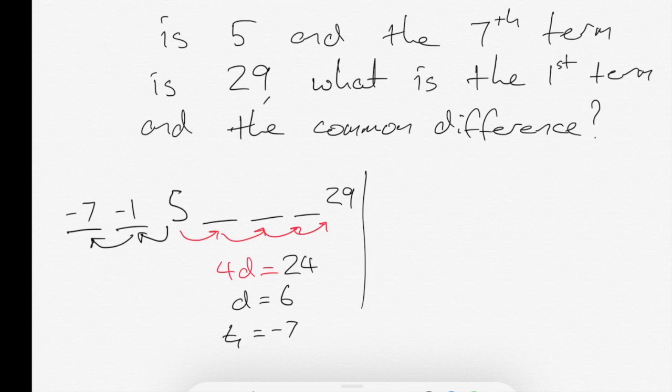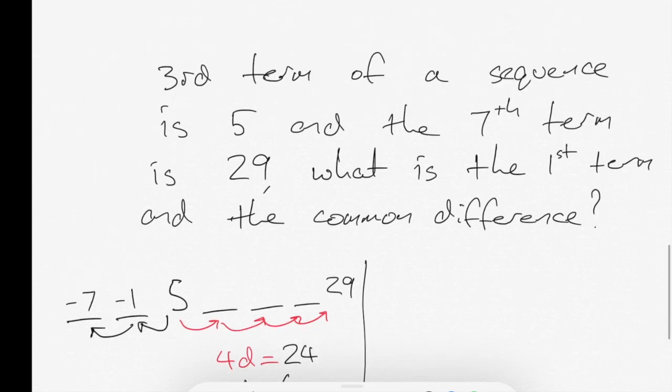That method only really works if the numbers are small though. For example, that method wouldn't work if we were told what the 23rd term was and the 105th term. We wouldn't be able to count that much. It would be too complex. So let's think of an algebraic way, because algebra is always going to be a useful tool in this situation.